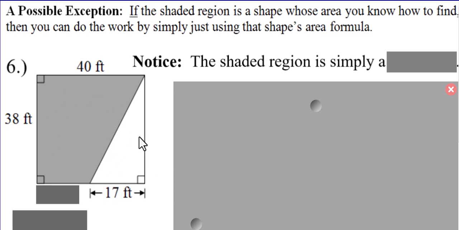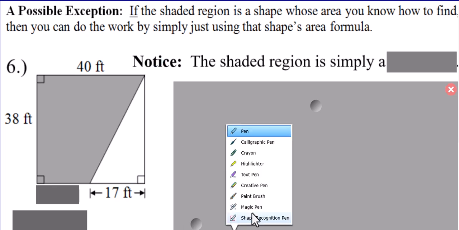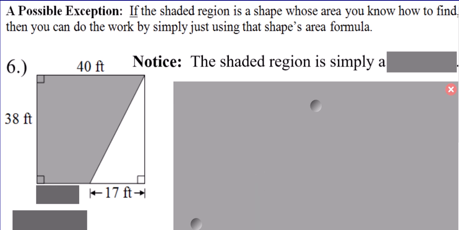Well, once again, we see we have the rectangle that almost looks like a square. It's the same rectangle I had in problem number 5, 40 feet across, 38 feet wide. But this time, instead of taking out a quarter circle, this time I took out a triangle. But I want you to look at what shape this shaded region makes.